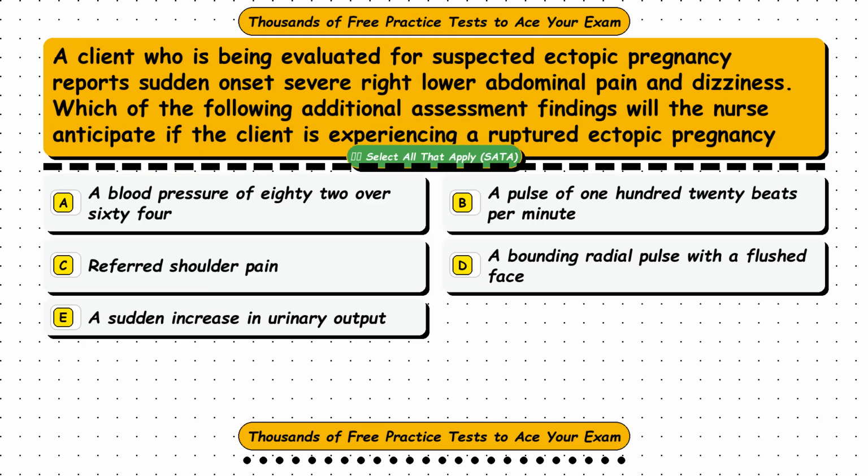Question 23. A client who is being evaluated for suspected ectopic pregnancy reports sudden onset severe right lower abdominal pain and dizziness. Which of the following additional assessment findings will the nurse anticipate if the client is experiencing a ruptured ectopic pregnancy? Option A. A blood pressure of 82/64. Option B. A pulse of 120 beats per minute. Option C. Referred shoulder pain. Option D. A bounding radial pulse with a flushed face. Option E. A sudden increase in urinary output.